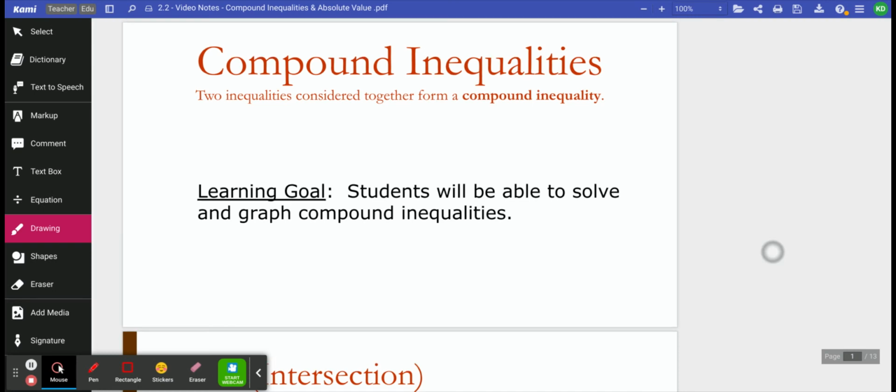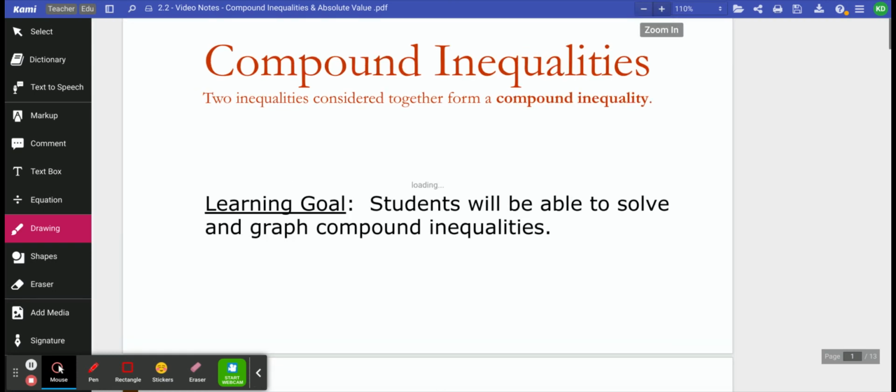All right, welcome to our 2.2 notes on compound inequalities. So today we're going to be able to solve and graph compound inequalities.